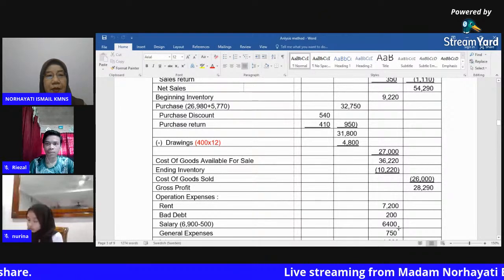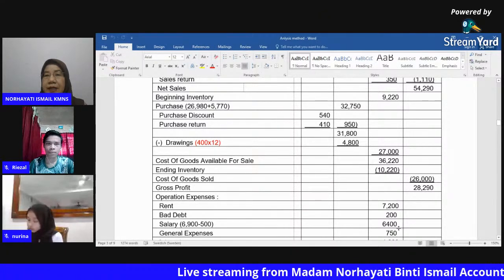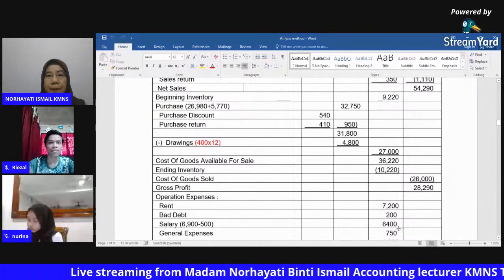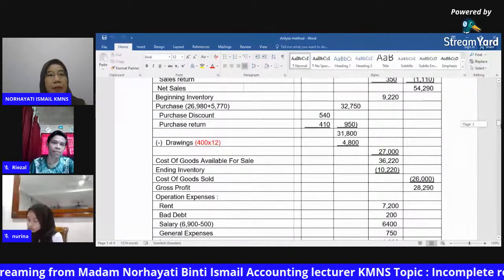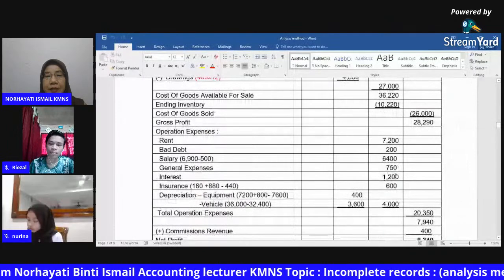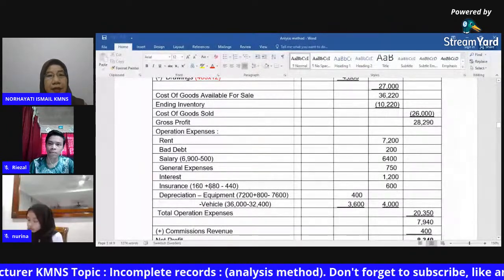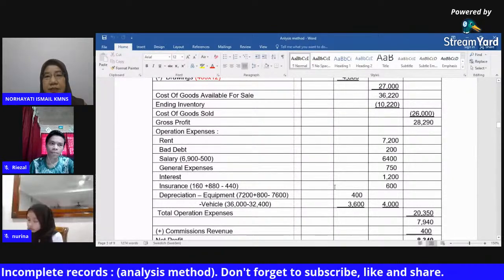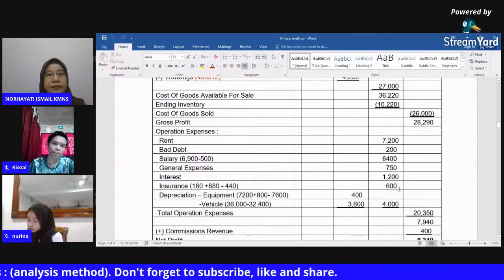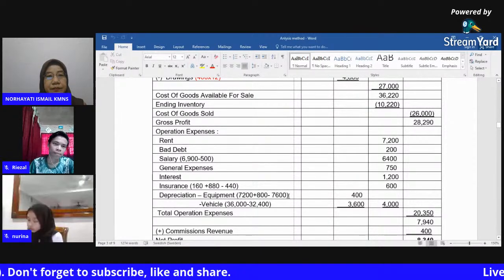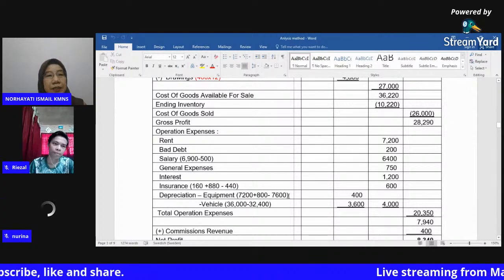We have to calculate just now. General expense, you get from cash book. Interest from cash book 1,200. Insurance. So we have to calculate the amount for current insurance. Just now we have calculated 600. Depreciation. This is the formula just now.